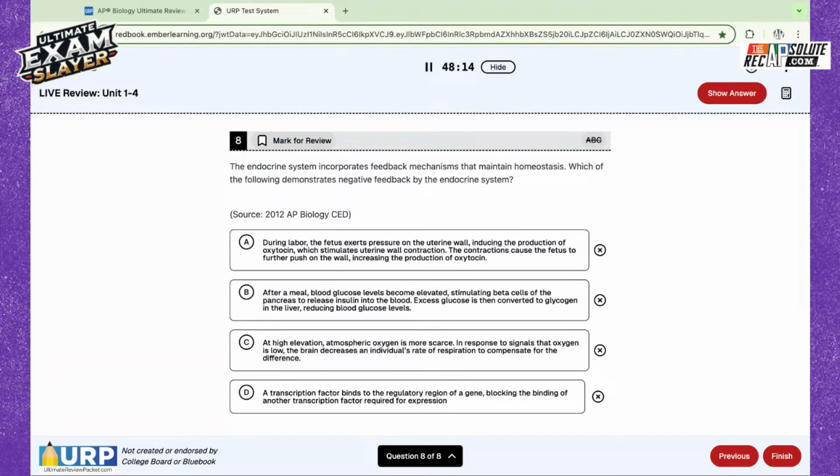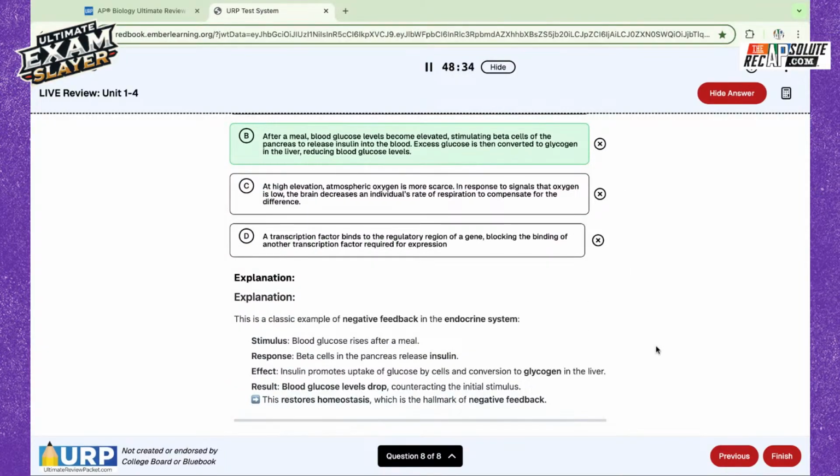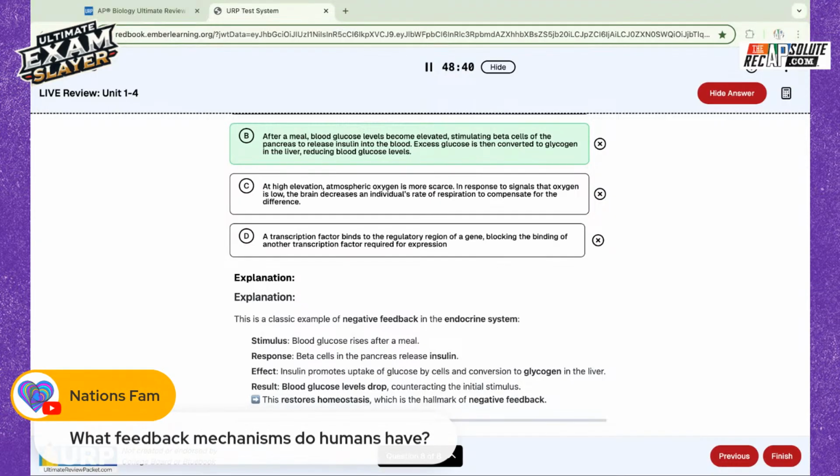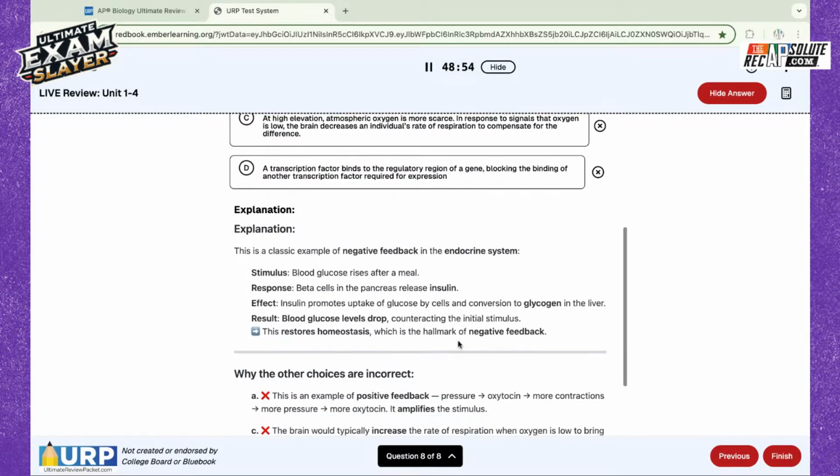So looking here, we're looking for an option that is going to designate negative feedback. And the one that's going to designate negative feedback is going to be returning to homeostasis, not moving farther away from homeostasis. So clicking my answer here, that's going to be the blood glucose levels. And I saw a question earlier, what feedback mechanisms do humans have? The answer here is that humans have both types of feedback mechanisms, because they have to have circumstances in which they go farther from homeostasis and those in which they come back to homeostasis. So we're going to see that in both aspects, not just in one.